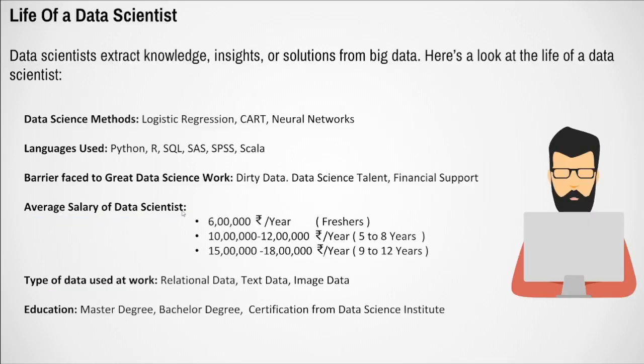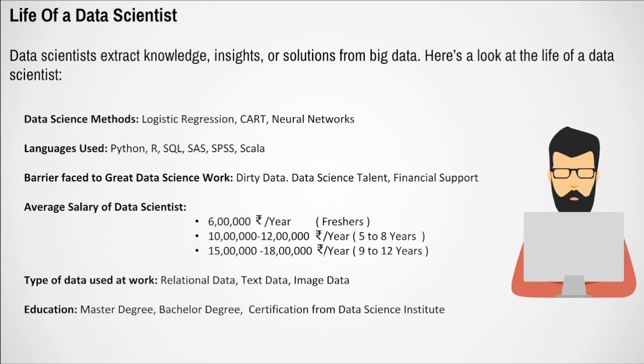Alright, let's try to understand the life of a data scientist, right? What does a data scientist do throughout his job? Data science extracts knowledge, insights, or solutions from big data. So here's a look at the life of a data scientist. Which methods does a data scientist use? First, logistic regression, classification and regression trees algorithms like decision tree, random forest, and then some neural networks. What are the languages used by a data scientist? Of course, Python is there on the top. Then a data scientist also uses languages like R, SQL, SAS, SPSS, and Scala.